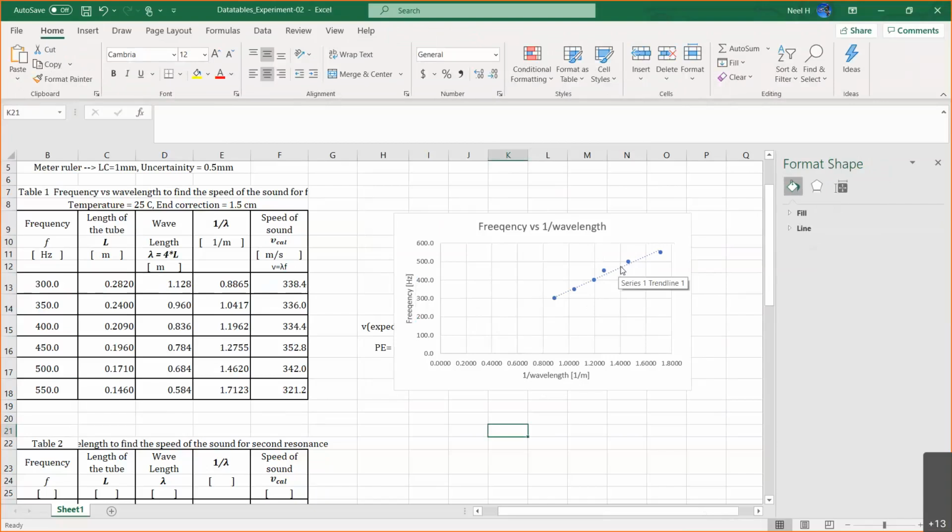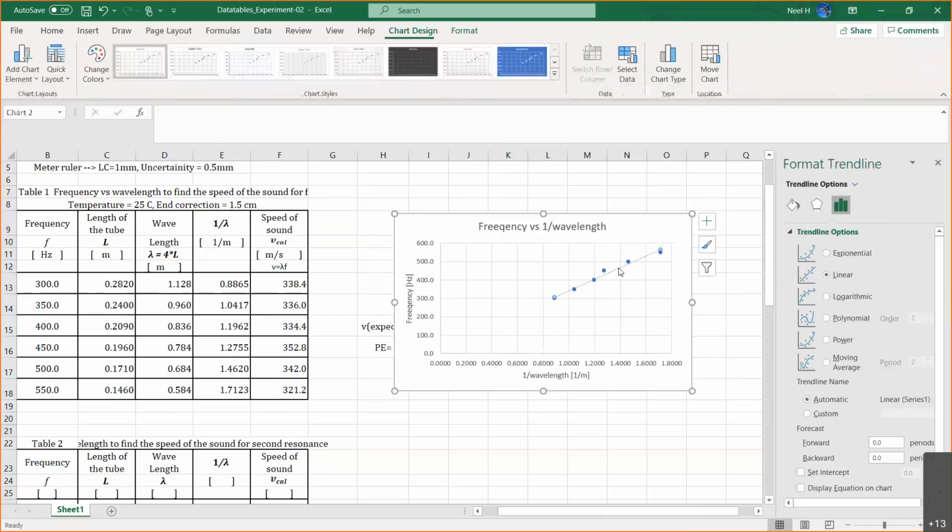Then my trend line is there, the best fit line. I need to get the slope. All you have to do is double click on the trend line. Then the trend line formatting appears on your right hand side, very corner. Last icon here.